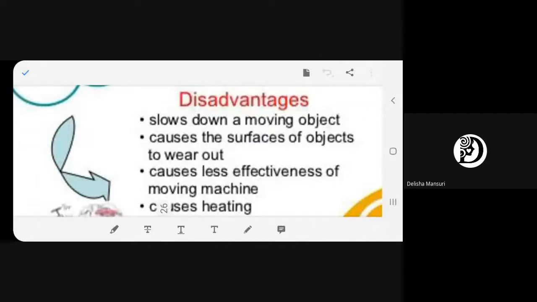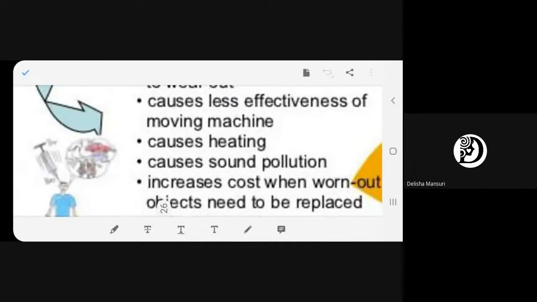If a machine is moving, you don't get that much effectiveness. Whenever there is friction, if you touch a fan after it is moving for an hour or so, you find that it is hot. So it causes heating, and energy is lost by creating heat. It also causes sound pollution. When it rubs with another surface or another metal, there is a sound produced, and it is a pollution.